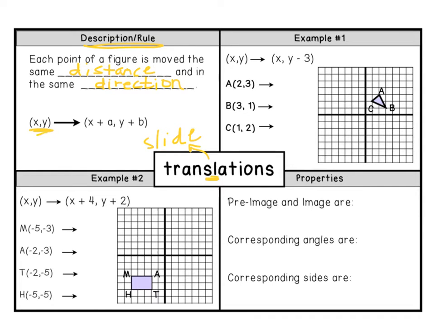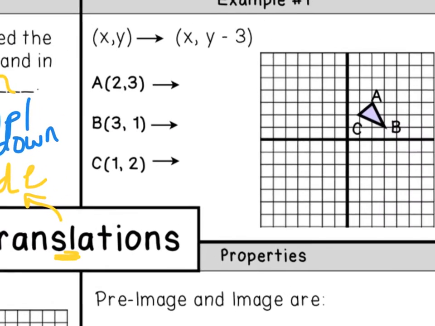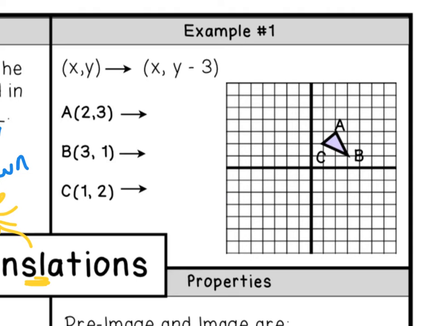So you'll see the ordered pair and it'll either say plus or minus. That means the x value will move right or left and the y value will move up or down. So here's how this looks. Look at example 1. For example 1, you can see here that nothing will happen to our x value, but the y value is going to go minus 3. That means the figure is going to go down 3.